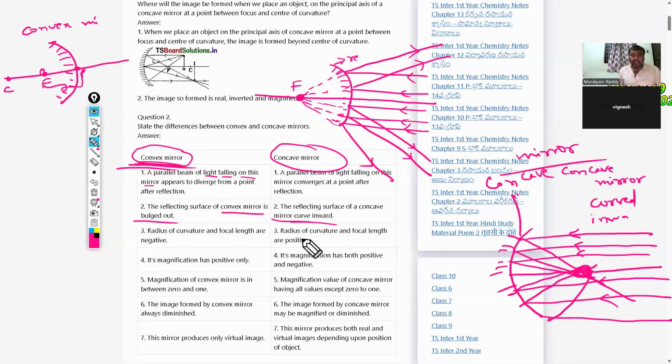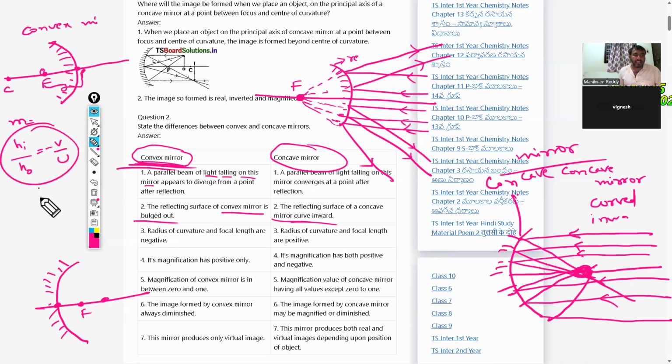Here in the concave mirror, radius of curvature and focal length are positive. Its magnification is positive only. Magnification M is equal to HI by HO equal to minus V by U. This answer will come out as a positive answer. Here, in the convex mirror, both positive and negative answers will come.